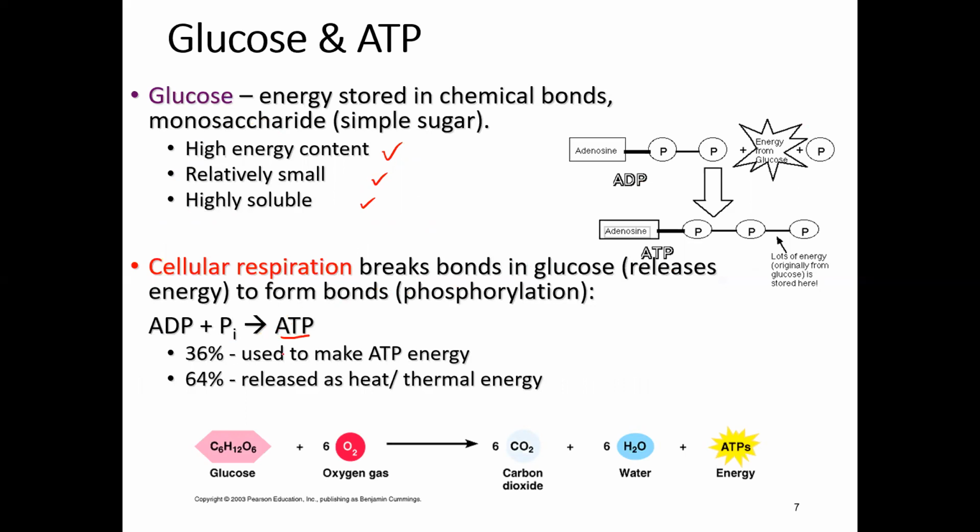Now, about 36% of the glucose energy is used to make ATP, and about 64% is released as energy. So 36%, this is not 100% efficient, and the other 64% is lost as heat.